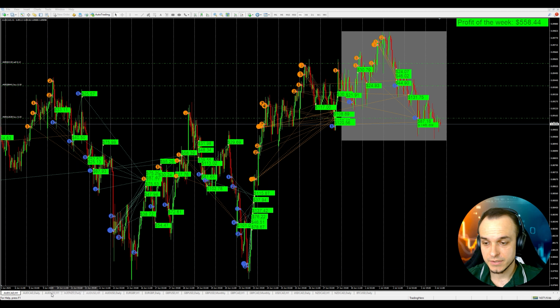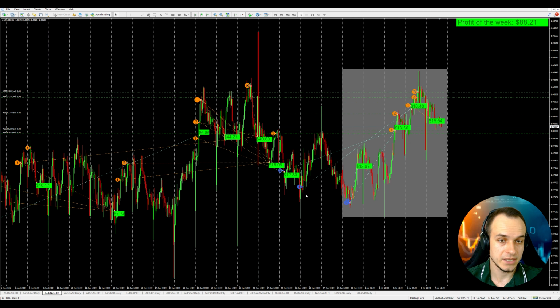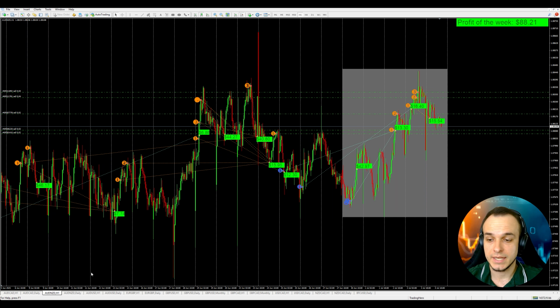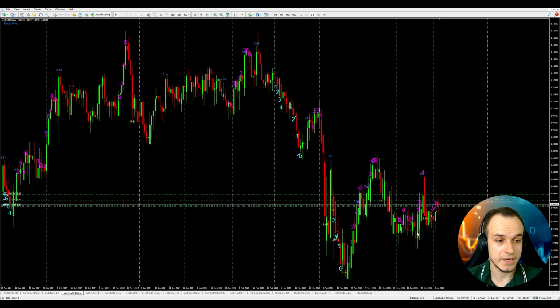Let's switch to the Australian dollar against the New Zealand dollar. Here we can see that the price continues to consolidate in quite a narrow range. That's why we didn't have many trades opened this week. We closed some trades from the previous week and opened a couple of selling trades in the second part of this week. The profit of this week is $88.